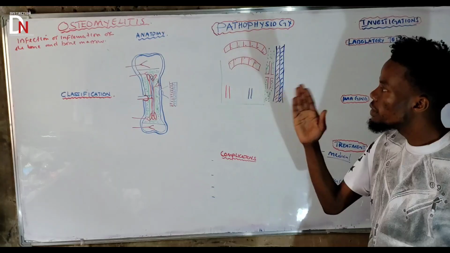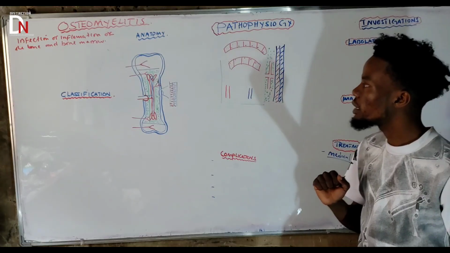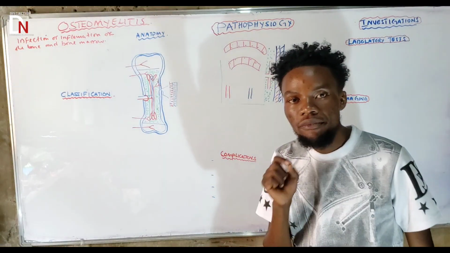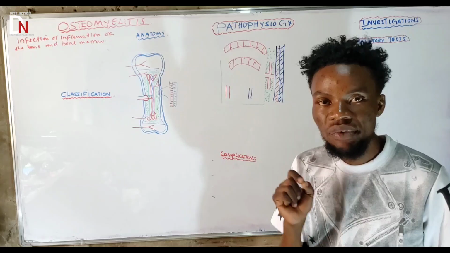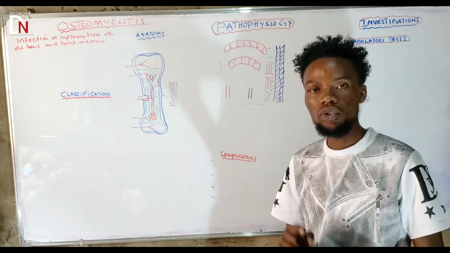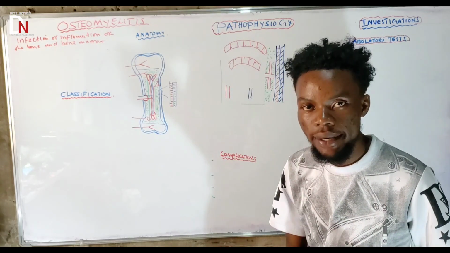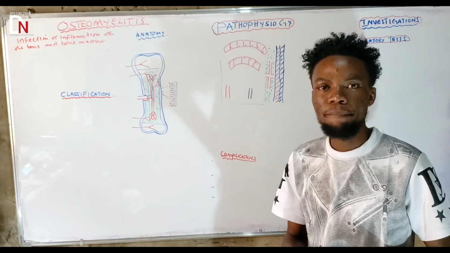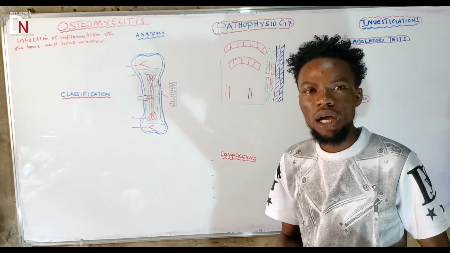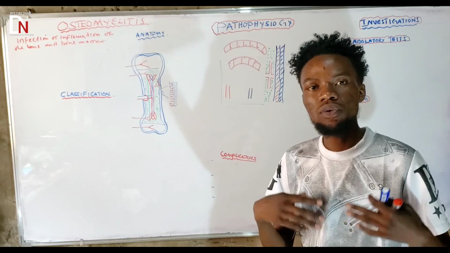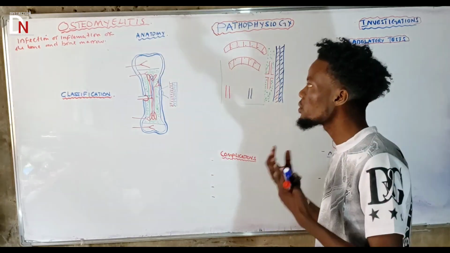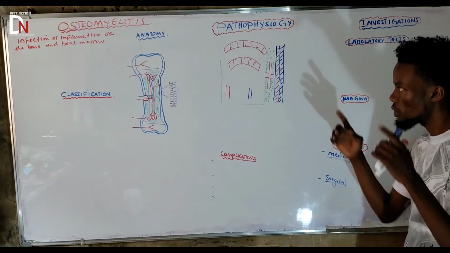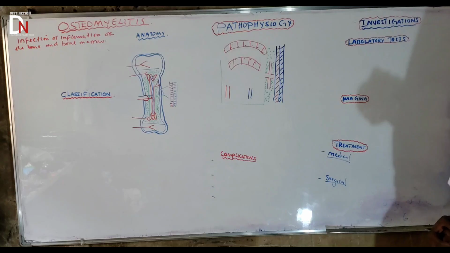Because it is really difficult to treat, the infection can lead to different complications. Like in children, there will be growth arrest, there will be sepsis, bacteremia, acute renal failure, a lot of complications that can arise from this bone infection. So you need to understand it.